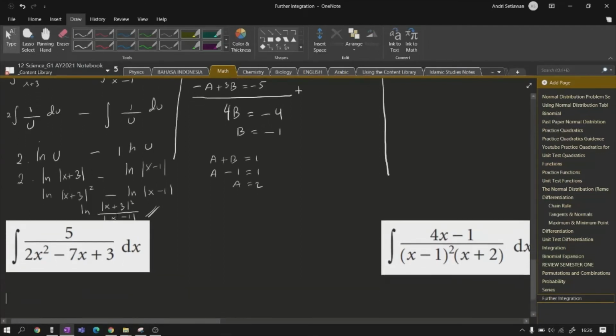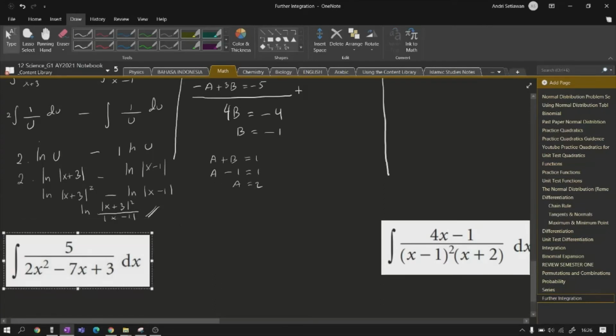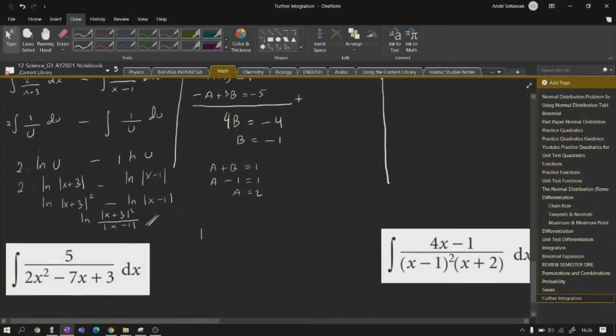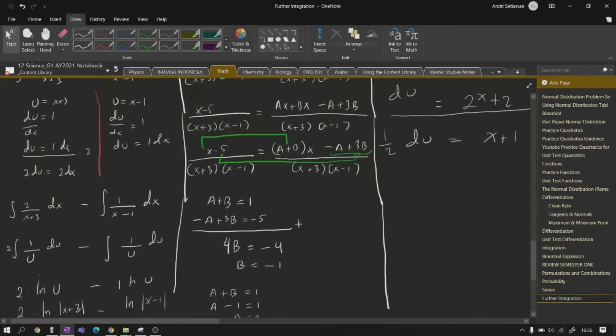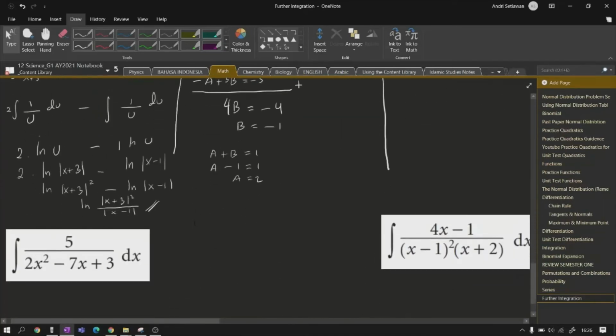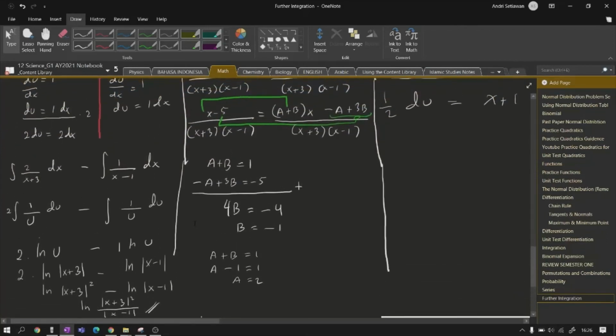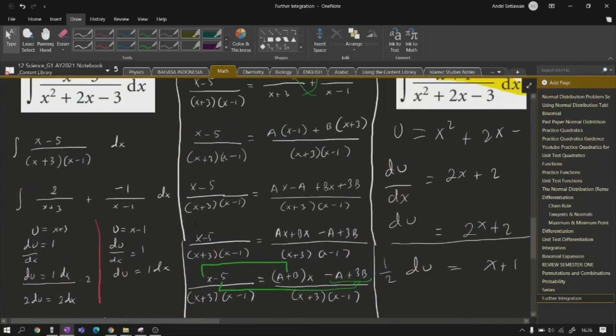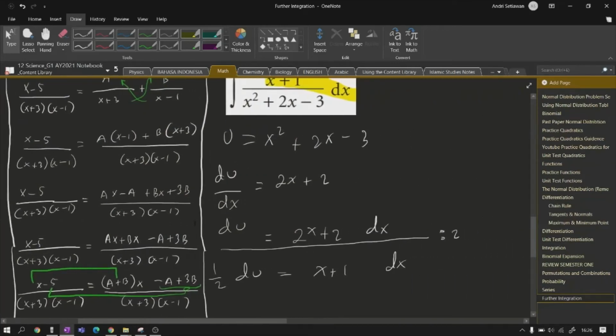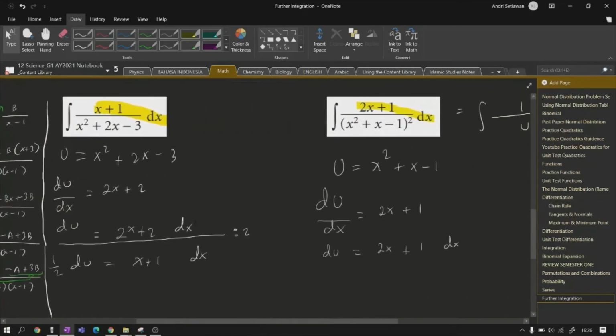Is there any question before we move on? You can ask me in the chat room. Okay, this is the first example. If you are quite confused, you can play it again. Let's try to solve the second example.